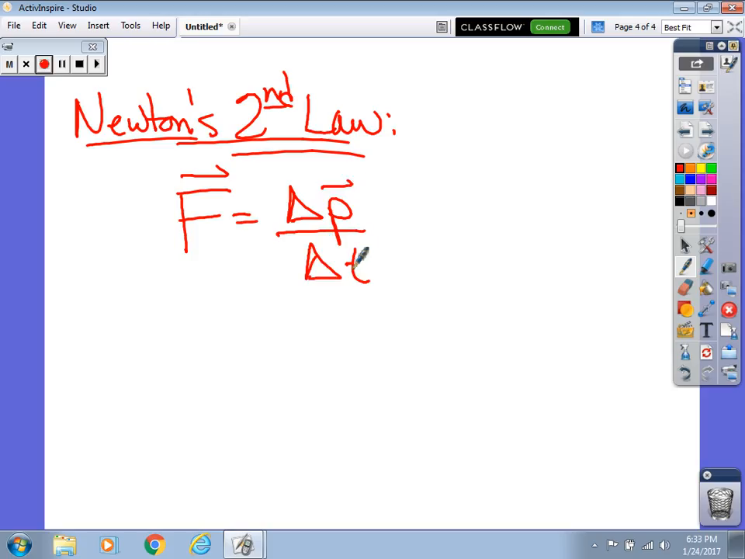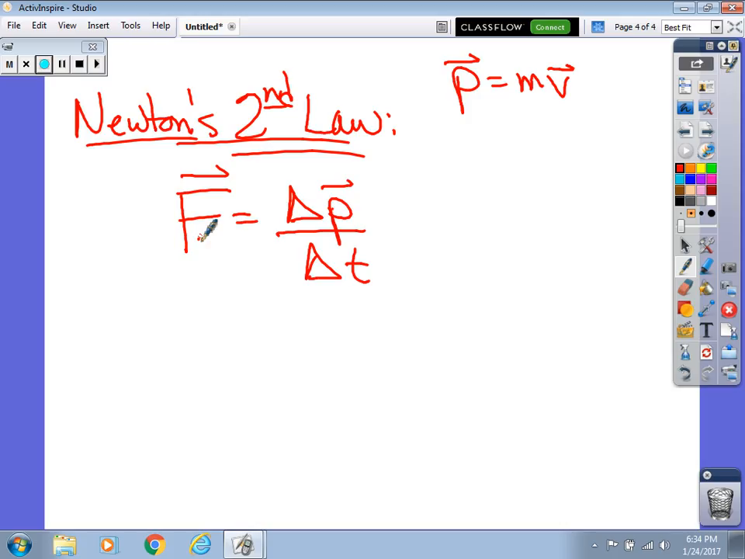Basically what he says is, look, if you change the momentum, and remember, momentum is mass times velocity, if you change the momentum over a period of time, there's a force. Now I want you to think about this. If you kick a soccer ball, you've changed its momentum. It's gone from zero to some velocity. It's got mass, so now it has momentum. Why? Because you applied a net force to it.